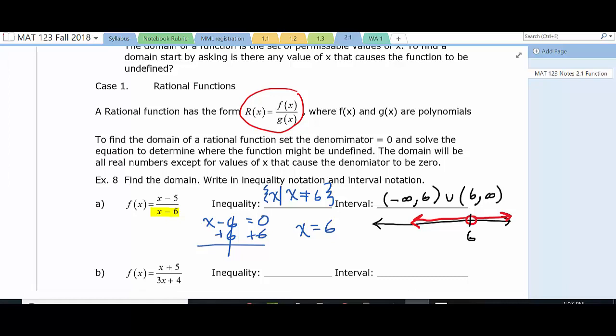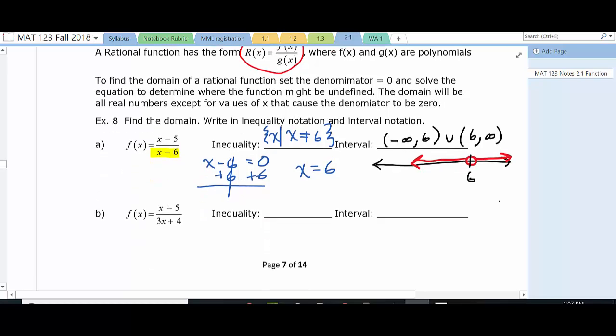Okay? And use the union. I'm pretty sure my math lab wants you to use that union, and you can't use the letter U. You've got to go to that toolbar and use that union symbol. So those are the two ways you would write this.